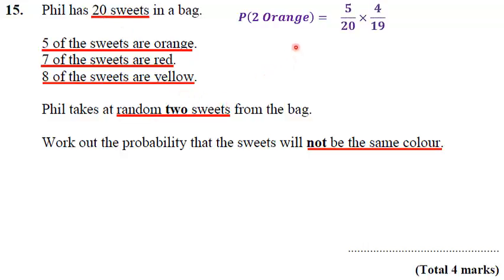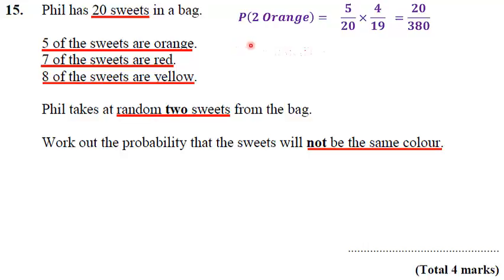So the probability of picking an orange first is 5 over 20. An orange second, or next after that, without replacing, is 4 over 19, and that gives me 20 over 380. Okay, so the fact that they're picking 2 sweets, right, they're picking 1 and then another one, so they're not replacing. That's really important to register in this question.